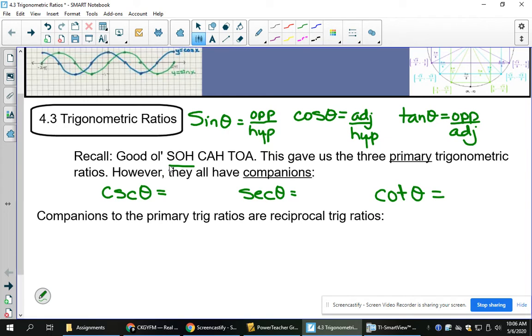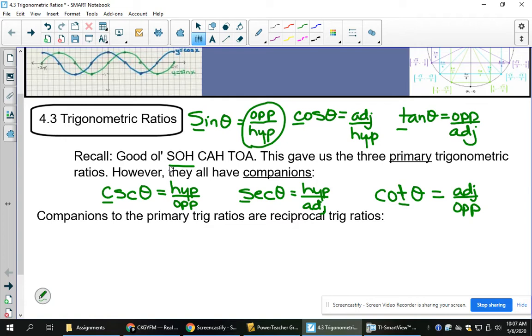Now, what these companion ratios are is they're basically the original one. So if I look at sine, opposite over hypotenuse, but flipped. So cosecant matches with sine, and it's going to be hypotenuse over opposite. So you can see that that fraction just got flipped. Same thing with secant. Secant matches with cosine, so it's going to be hypotenuse over adjacent. And cotangent matches with tangent, and it's going to be adjacent over opposite.